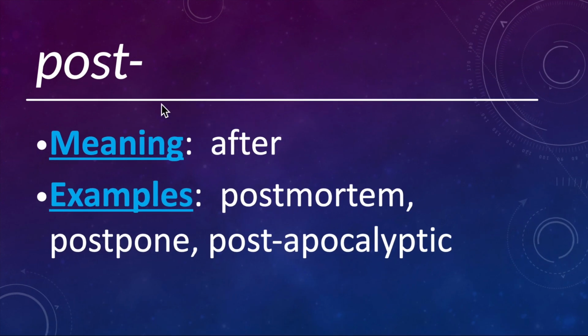And then post means after. So post-mortem would be like an autopsy, like something that's done after something is dead. So if you have a post-mortem on, say, an animal to see what happened to them, basically you look at them after they're dead. Postpone means to put off until after something else. And then post-apocalyptic would basically be like after an apocalypse, like the Fallout game series.